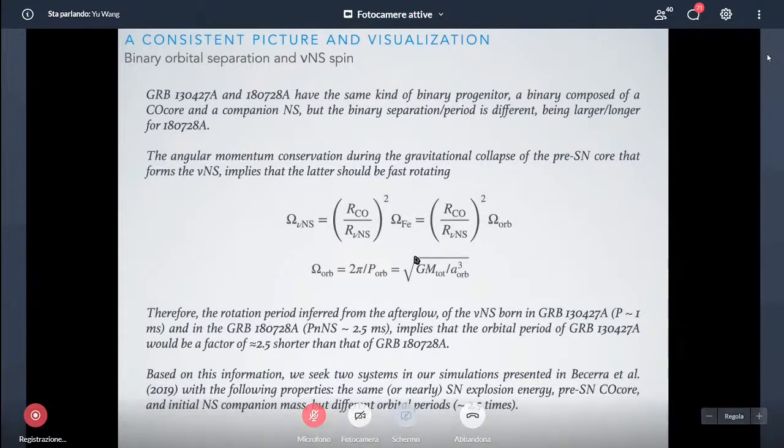Therefore, these simple equations connect the orbital separation and the newly born neutron star's spin. Based on this information, we seek two systems in our simulation presented in Becerra et al. 2019, with the following properties: this system should have similar supernova explosion energy, similar supernova core, and initial companion mass, and we define the orbital period to be about 2.5 times different.